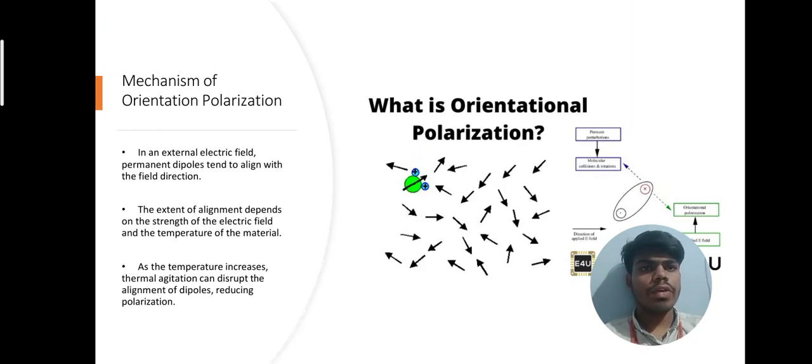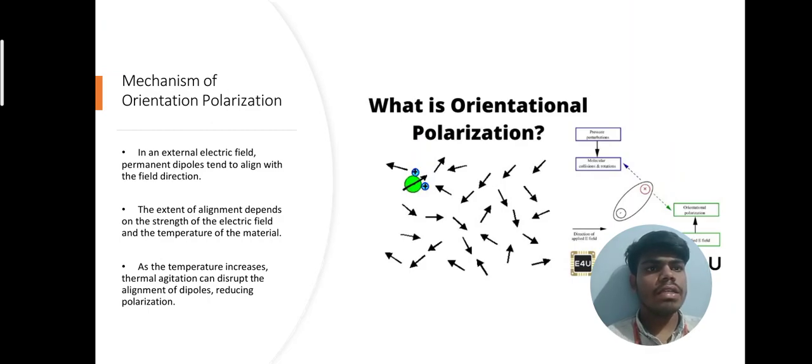Mechanism of orientation polarization. In an external electric field, permanent dipoles tend to align with the field direction. The extent of alignment depends on the strength of the electric field and the temperature of the material. As the temperature increases, thermal agitation can disrupt the alignment of dipoles, reducing polarization.